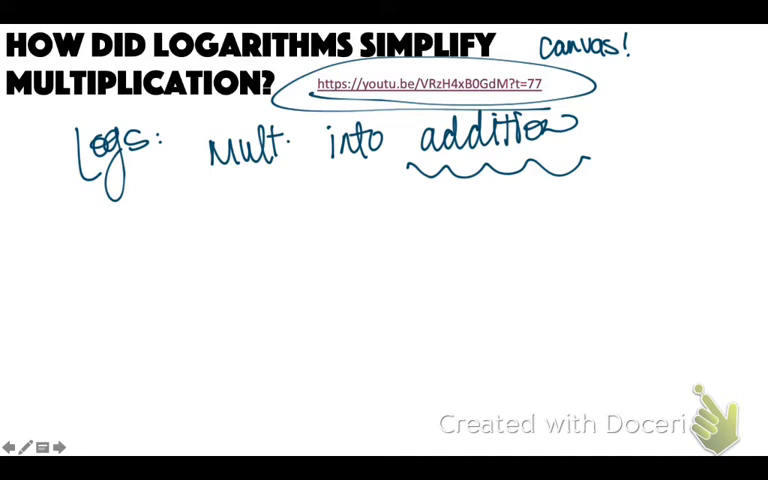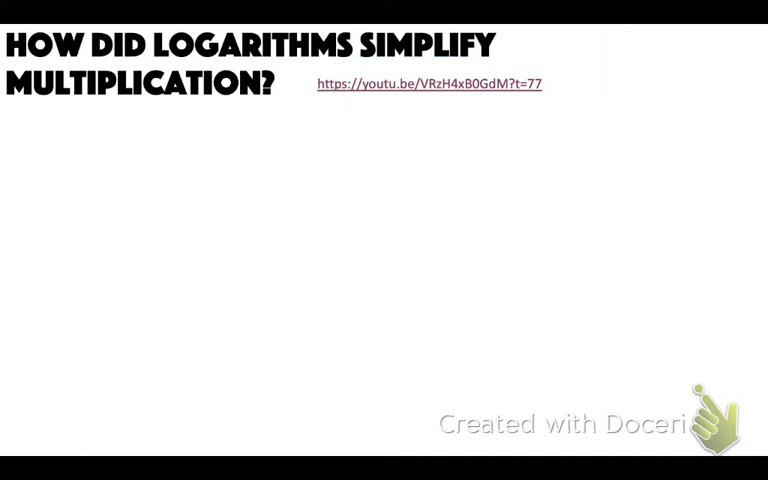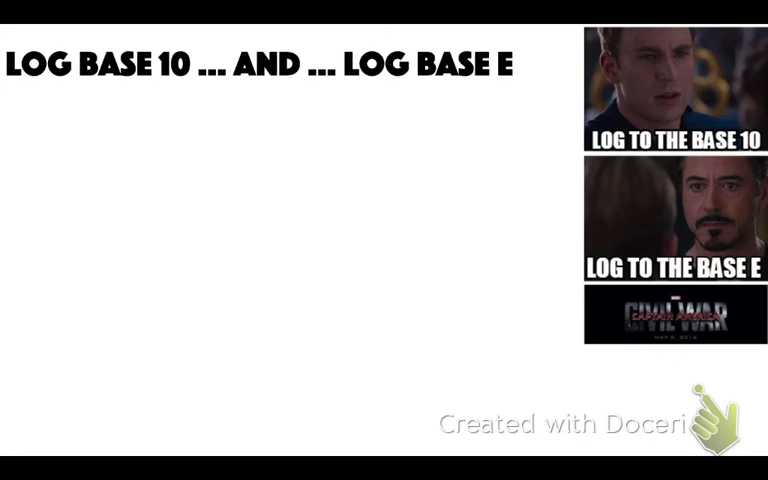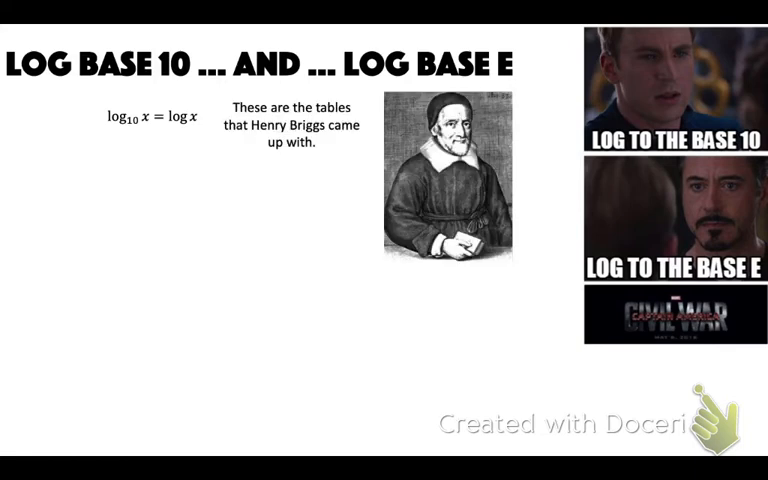Okay, but let's go a little deeper into this. There are two different log bases. We have log base 10, which is what we call the common log. This was what Henry Briggs came up with, so these are the tables that Briggs came up with. Just remember the biggest thing right here, and I would write this down. Log base 10 of x equals log of x.